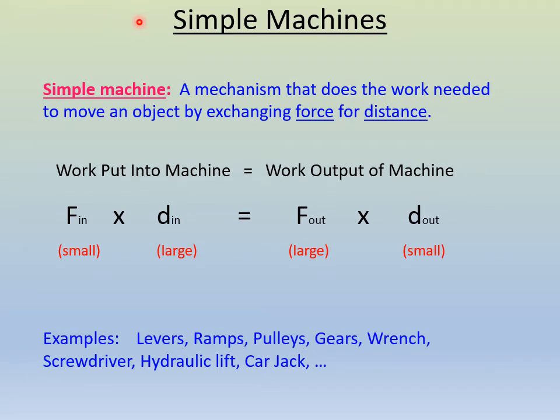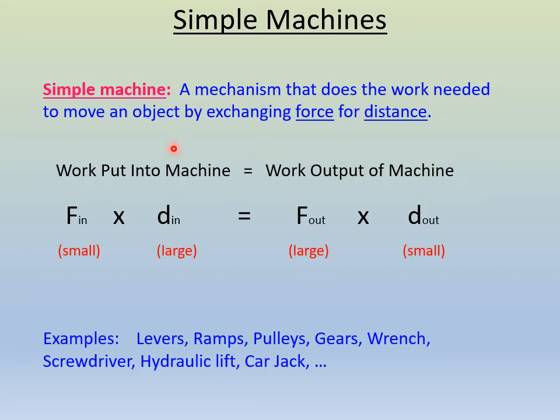One very important and practical application of work is that of simple machines. A simple machine is a mechanism that does the work needed to move an object by exchanging force for distance. This will become more clear shortly when we look at some formulas and work out a couple of examples. Basically, the idea here is that the work that we put into this machine is equal to the work output of the machine. Another way of saying this is we can only get out as much work as we put into this simple machine. Physicists sometimes say there's no such thing as a free lunch.